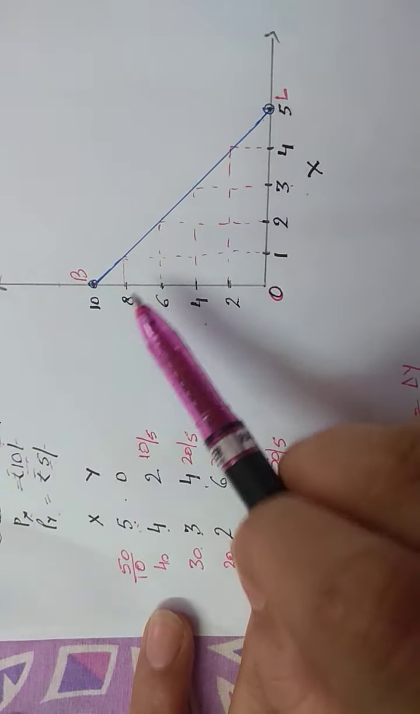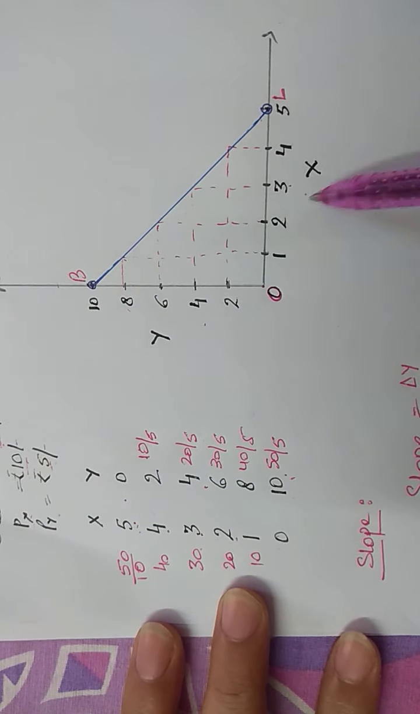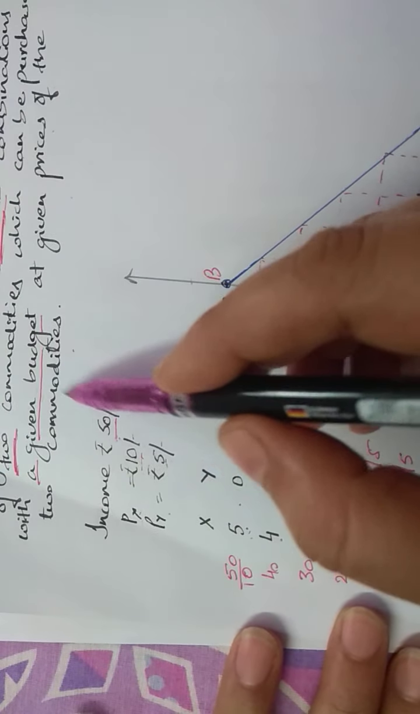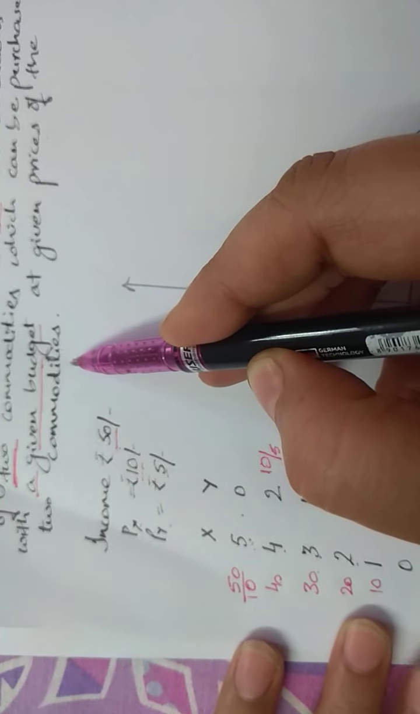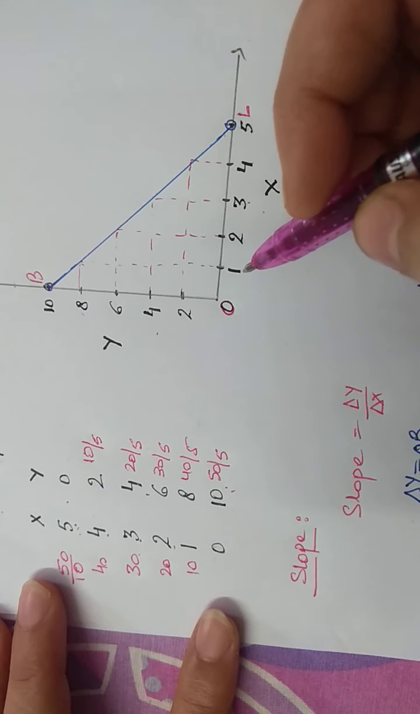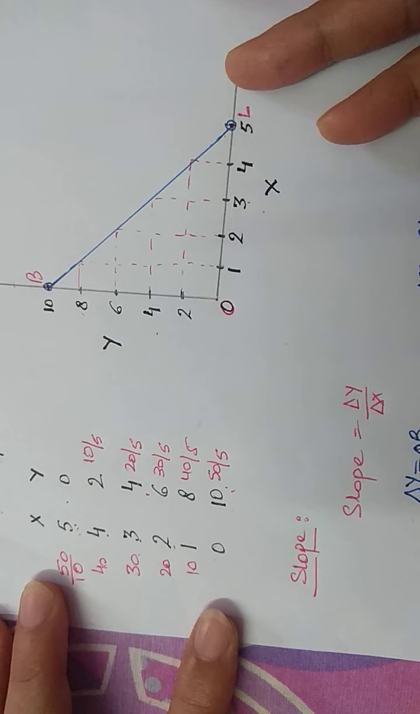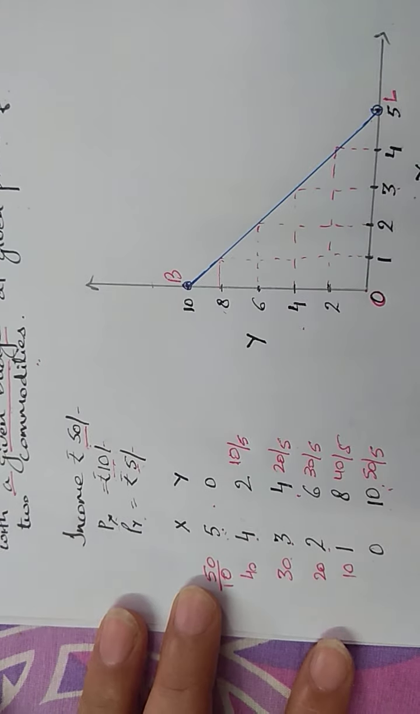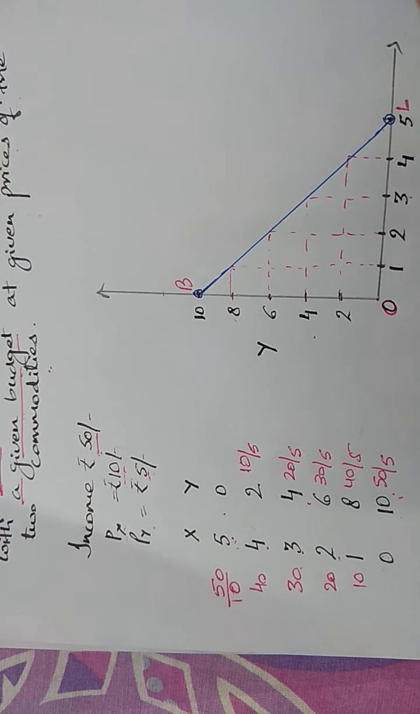So this budget line gives various combinations of two commodities X and Y, which could be bought with the given budget of the consumer at given prices of the two commodities. Because if the price of commodities change, then the budget line will shift. It will shift either outwards or inwards. So the budget line is at a given budget and for given prices of two commodities.